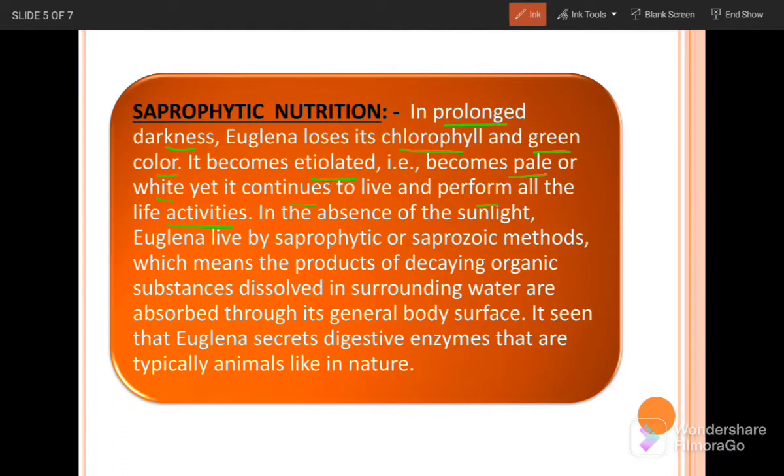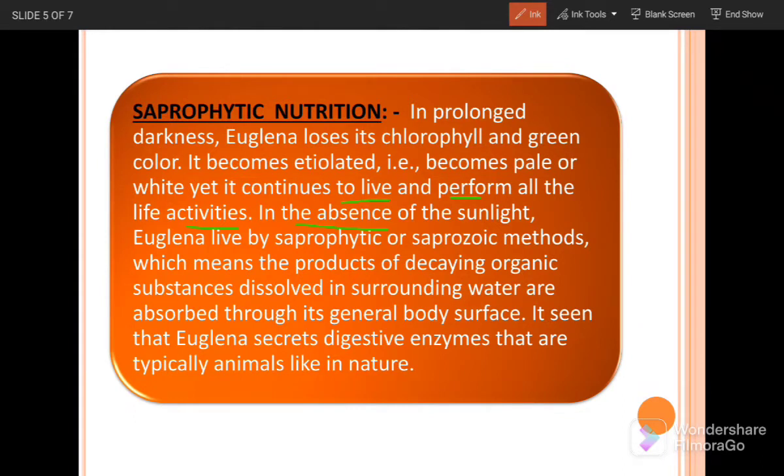But see, it becomes etiolated, pale or white, yet it continues to live. It will not die. It will live and perform all the life activities. How? In the absence of sunlight. Now you will understand properly how it lives if there is no sunlight.